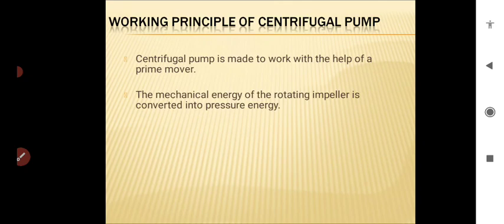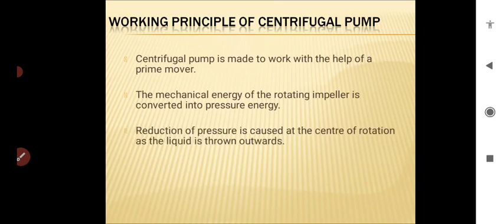The centrifugal pump works with the help of a prime mover. The mechanical energy of the rotating impeller is converted into pressure energy. Reduction in pressure is caused at the center of rotation as the liquid is thrown outward. During rotation, a reduction of pressure takes place at the center of rotation as the liquid is thrown outward.